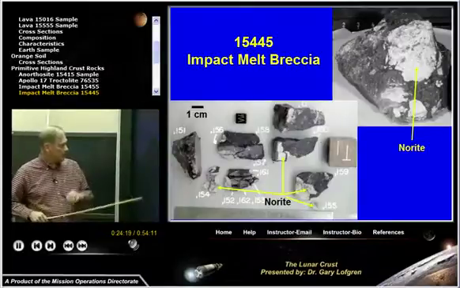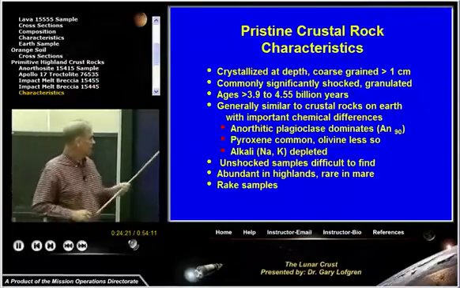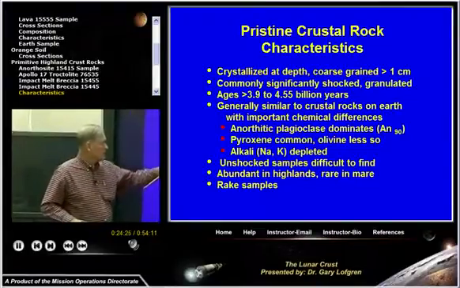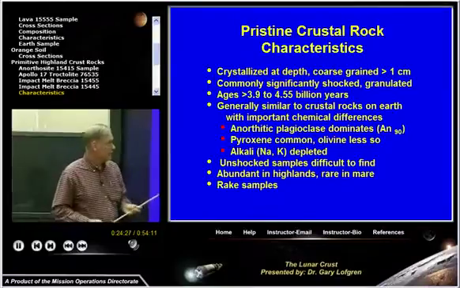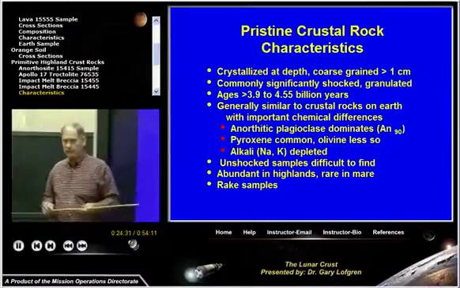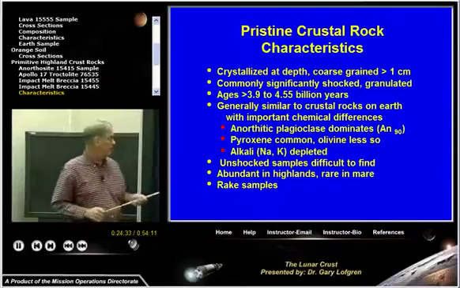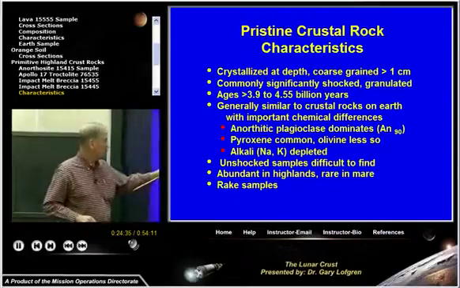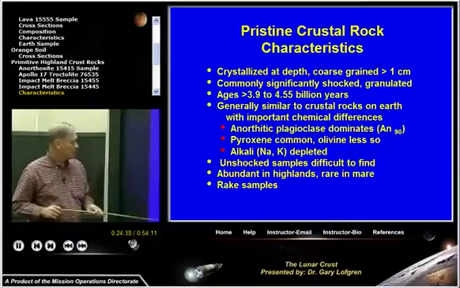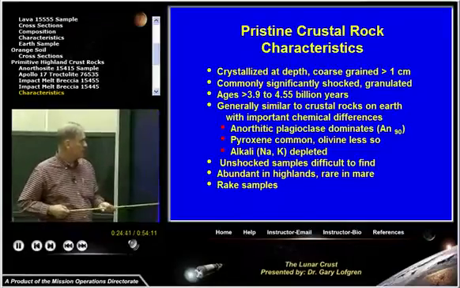Next slide. Okay, so the pristine crust. In general, these rocks crystallized at some depth. They're coarse-grained. Crystals generally larger than a centimeter. They can get up to an inch or several centimeters. Ages are going to range between 3.9 for the most part and 4.55 billion years, the very beginning of formation of the crust.